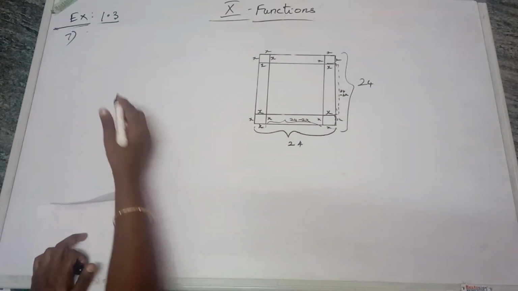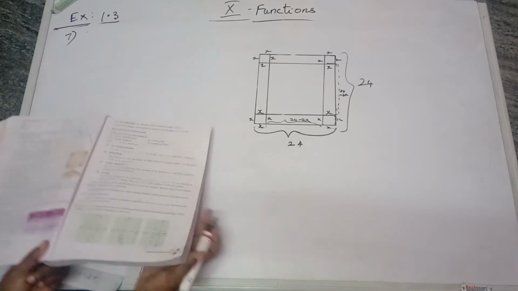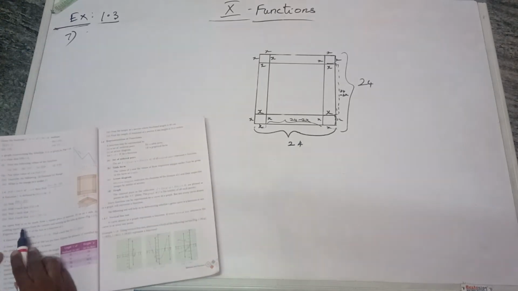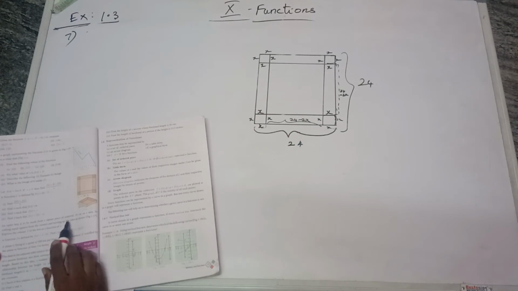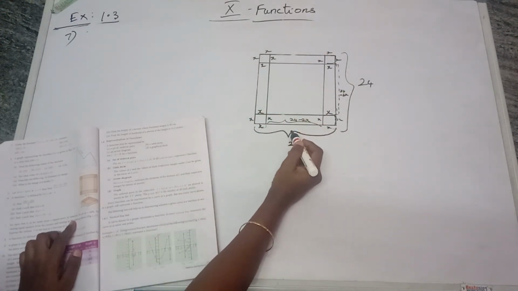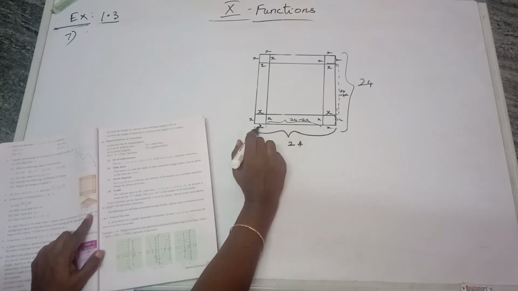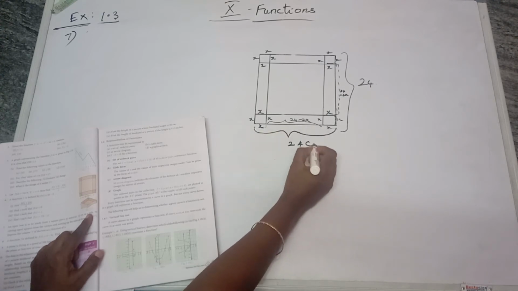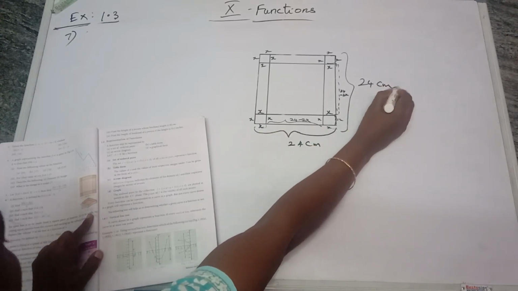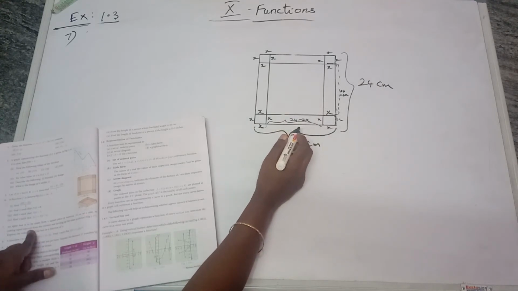See the seventh question. An open box is to be made from a square piece of material. So this is a square, and the length of the side is 24 centimeter, by cutting equal squares from the corners.